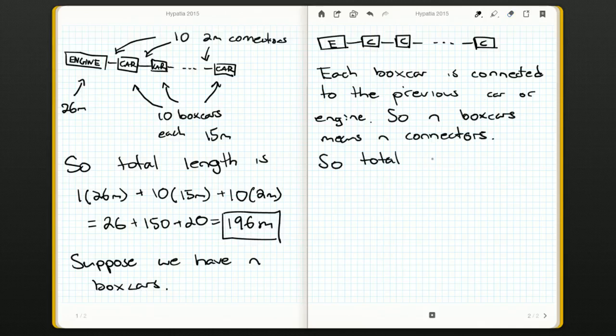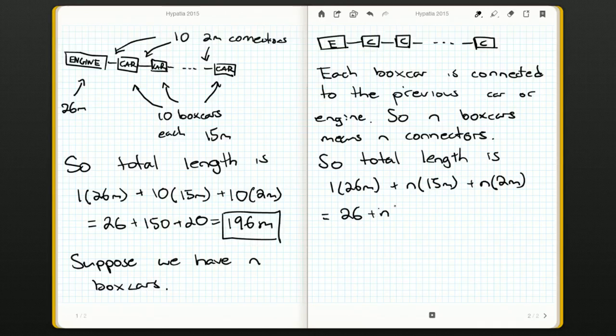So if we get an equation for the total length of the train in terms of n, we know that we could then rearrange that and solve, knowing that the total length is given as 2015. So there's always one 26-meter engine. Each boxcar is 15 meters in length, and each of the little connections is 2 meters in length. So we're going to get 26 plus 17n. 15 plus 2, 17n. N, not m.